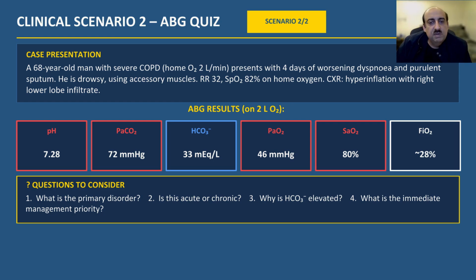Questions? What is the primary disorder? Is this acute or chronic? Why is the bicarb elevated in this case? What is the immediate management priority? Take a moment. You can pause the video and answers on the next slide.